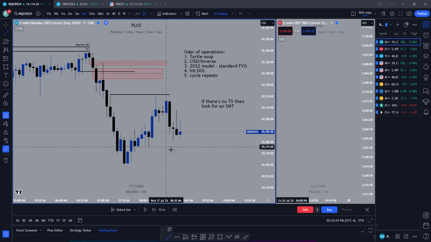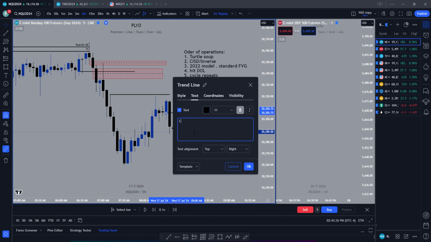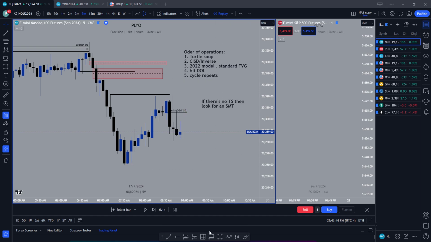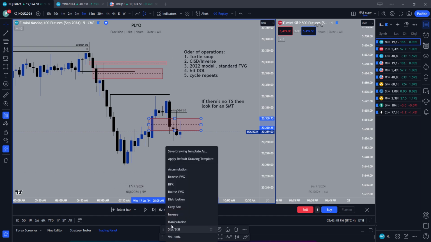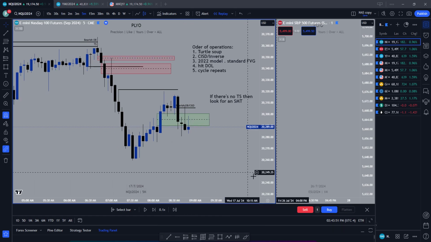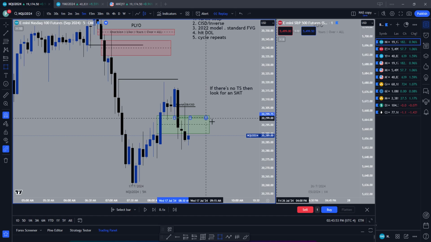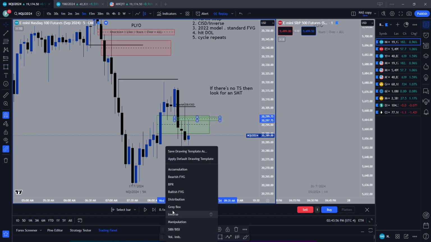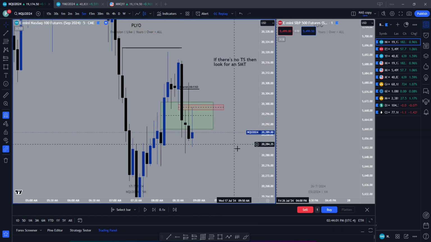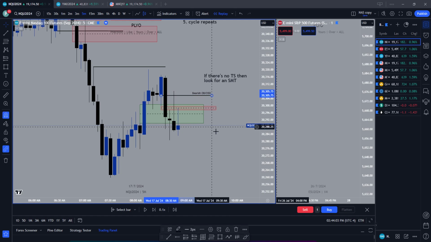So even though there's no soup here, let's see if we can find a CISD and inverse in 2022 model. So just looking at this would be our bearish order block, which is our CISD. And then we get our inverse right there. And we also have a 2022 model overlapping with the inverse. Okay.